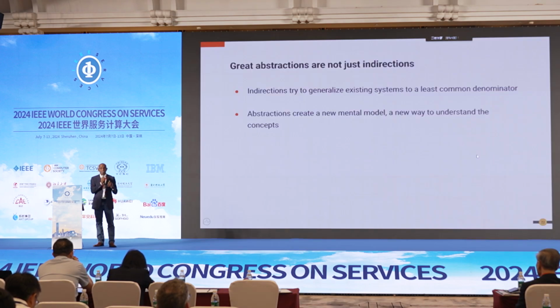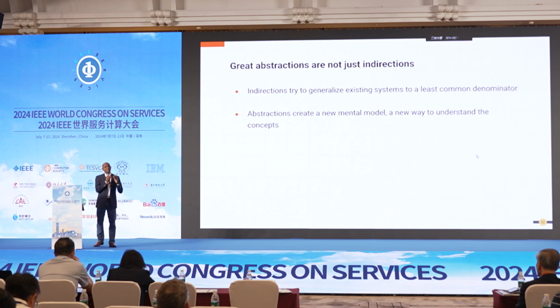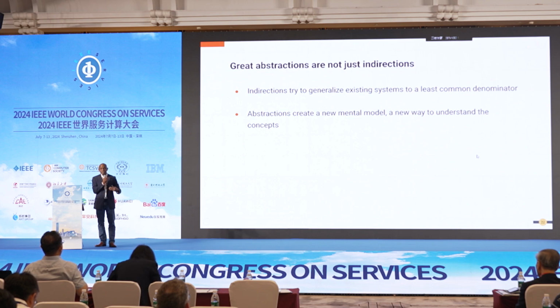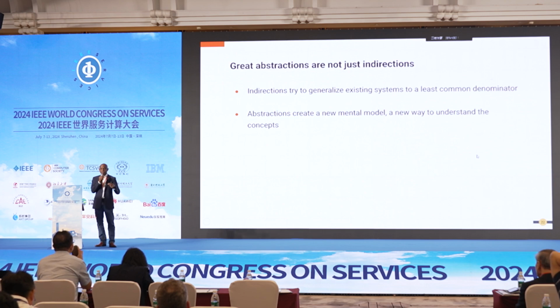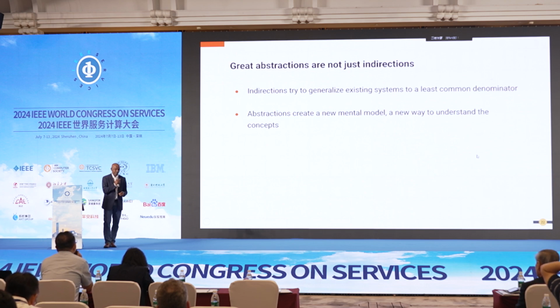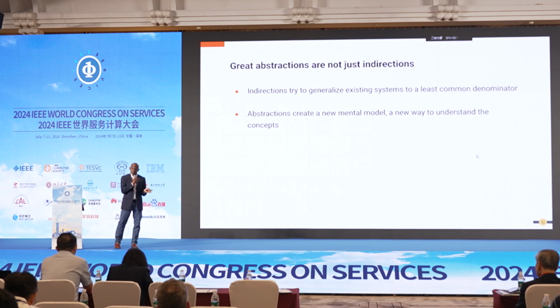But abstractions are not just indirections. To be a great abstraction, you have to go beyond just indirecting to something else, but you need to change the way somebody thinks about the problem. Create a new mental model for how you understand the underlying concepts, express them, and so on. Otherwise, it just becomes a least common denominator, right? And least common denominators are useful for many things, but they're not abstractions. They don't change the fundamental problem or make it easy to do things.